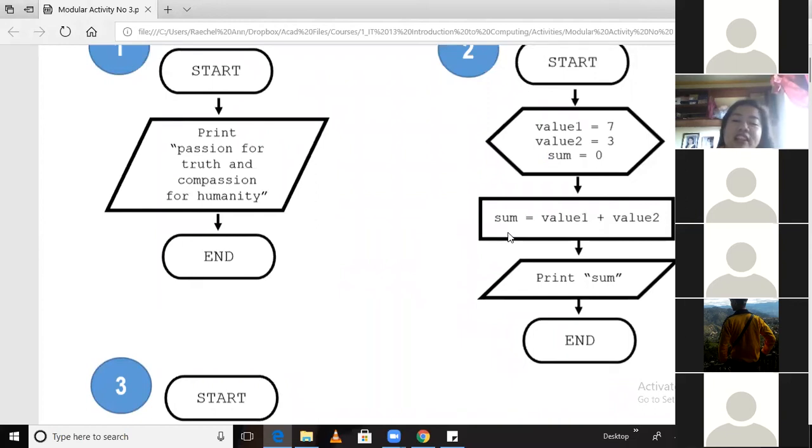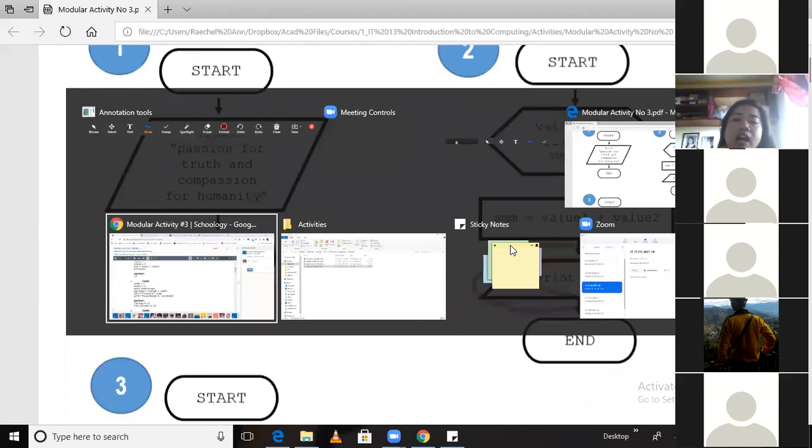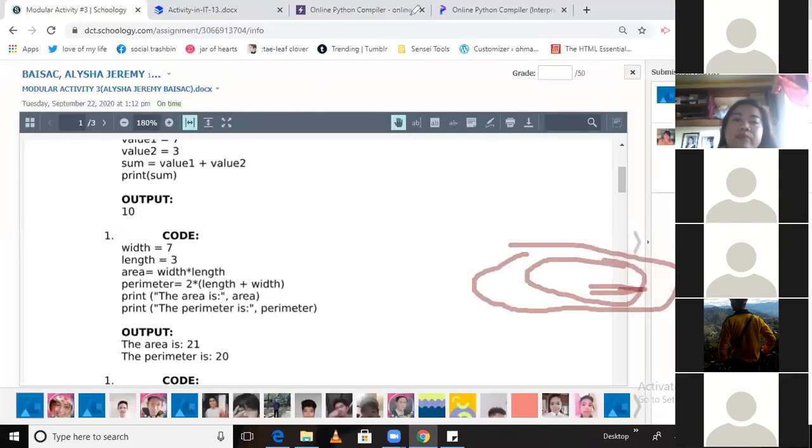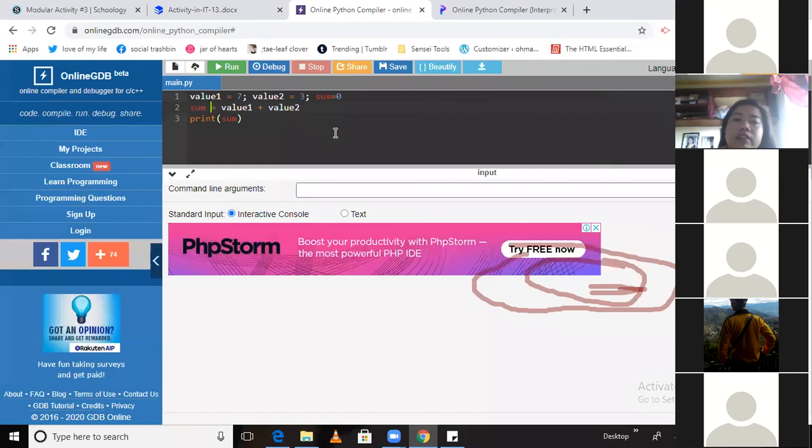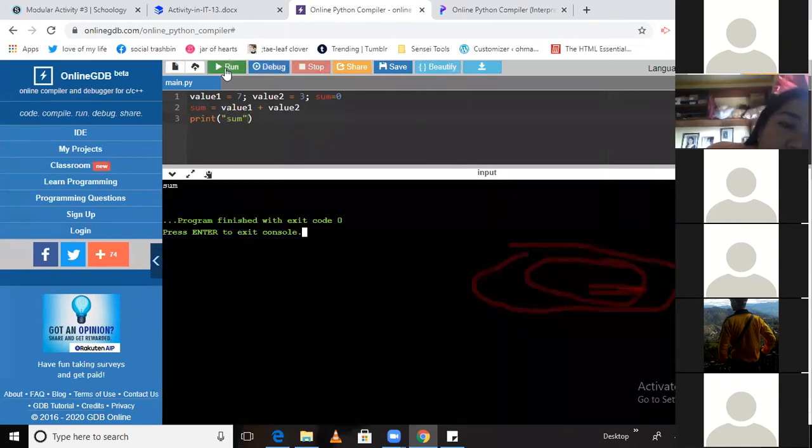Okay. Yes. Ang sinabi ko kasing i-print ay this one. Print sum, tapos meron siyang double quote. If you will be following the exact instruction sa ating program, print sum na may double quote, what will be your output? Run. It's not 10. It's sum.